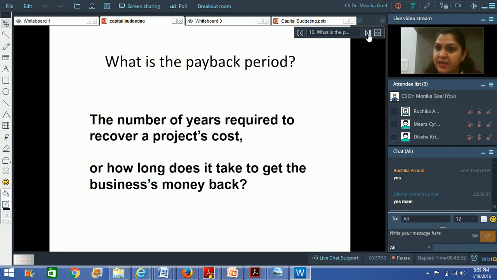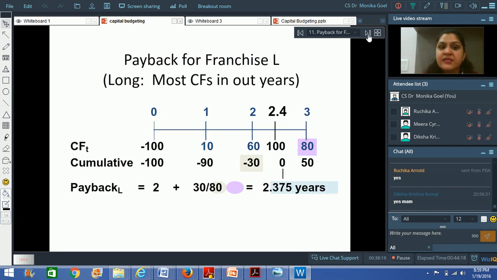We call the present as period 0, and then one year we call year 1, second year year 2, third year year 3. So in year 0, there can be some cash outflow expected, and the returns expected in the later years. In the payback period method, we simply try to evaluate how many years it takes to recover the initial cost that I have incurred, the project cost, or how long does it take to get the business's money back.